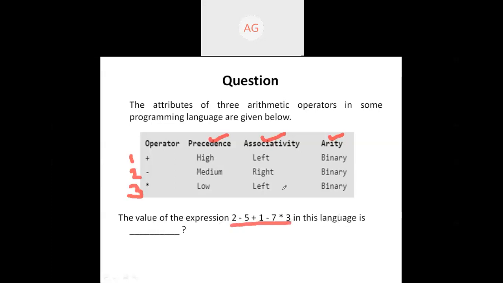Just try it. Two minutes are given to you. Evaluate the value of this expression based on this table. Whatever has been given in the table, just concentrate on it and write your answer in the chat box.